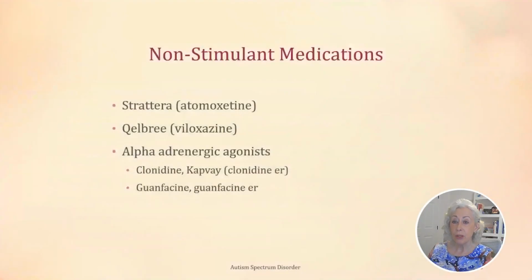There are non-stimulant medications, basically 2 groups. Strattera and Qelbree are both reuptake inhibitors, which means that they act more like antidepressants than the stimulants. And the alpha-adrenergic agonists, which are former blood pressure medications that have found their niche in psychiatry. And I'll discuss each one of them separately.